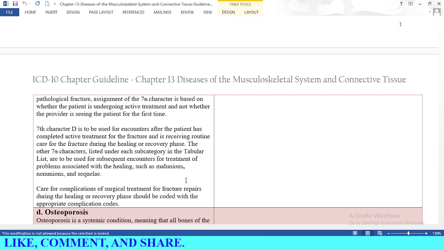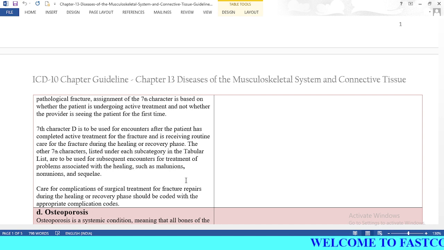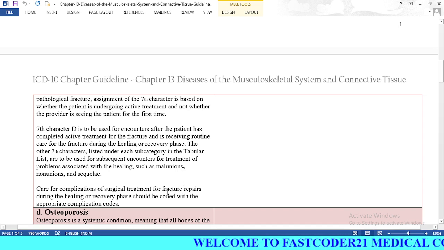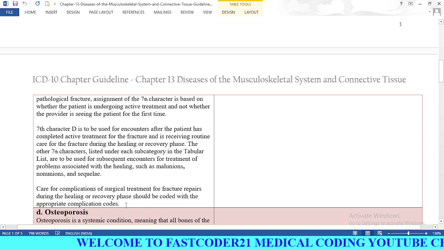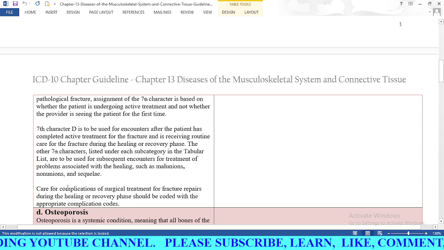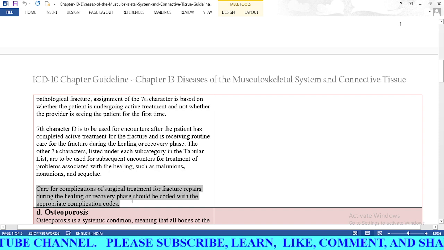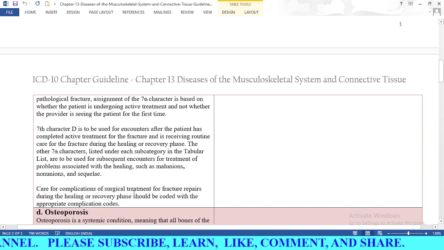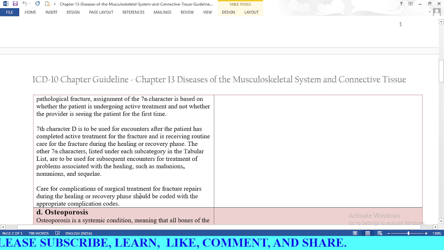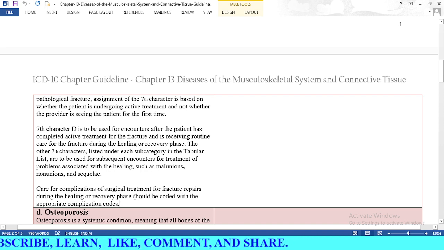So the other seventh characters listed under each subcategory in the tabular list are to be used for subsequent encounters for treatment of problems associated with healing, such as malunions, non-unions and sequelae. So based on the tabular list, we need to code non-unions, malunions and sequelae. Next one: care for complications of surgical treatment for fracture repairs during the healing or recovery phase should be coded with the appropriate complication codes. So what is this guideline? If there is a complication related to fracture repair during the healing or recovery phase, we need to code it as a complication, not active treatment.